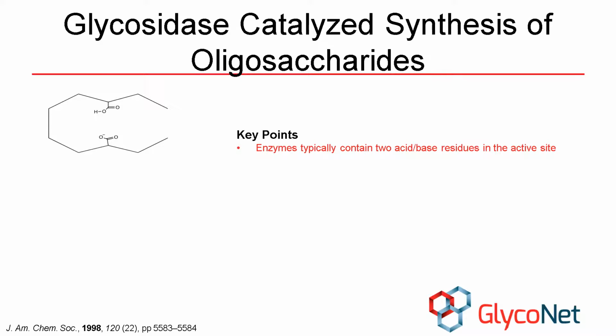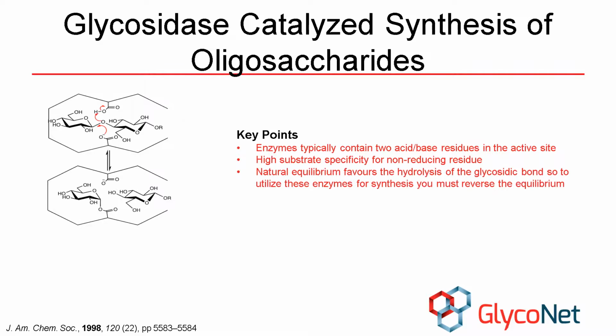It is more difficult to use glycosyl hydrolases in the synthesis of oligosaccharides. The enzymes themselves contain two acid-base residues in the active site, and they have very high substrate specificity. The natural equilibrium of this reaction favors the hydrolysis of the glycosidic bond, which means in order to utilize these enzymes in a synthetic reaction, you must reverse the equilibrium.